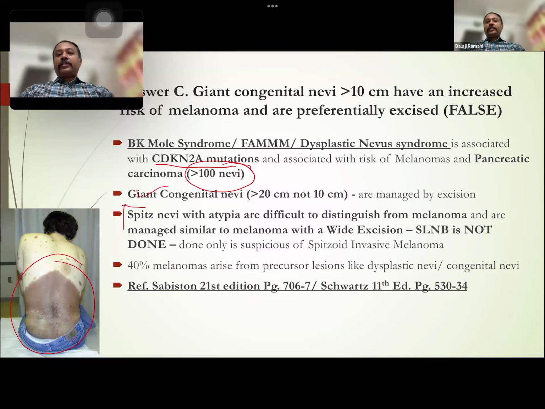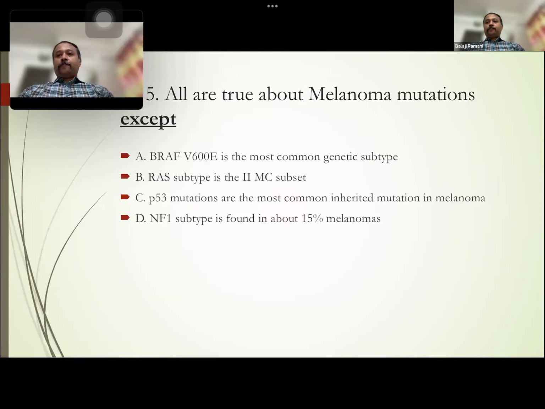Spitz nevi, as I already said, whenever a Spitz nevus is there, it is a benign condition. But a Spitz nevus with atypia can be difficult to distinguish from a melanoma. So the lesion is again excised widely. SLNB is done at a later date only if we confirm that there is a spitzoid melanoma. So you'll do a wide excision alone whenever a Spitz nevus kind of lesion is suspected based on the clinical features. SLNB will be done at a later date. And 40% of melanomas arise from a pre-existing nevus, a congenital or a dysplastic nevus.